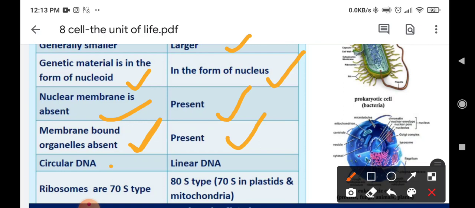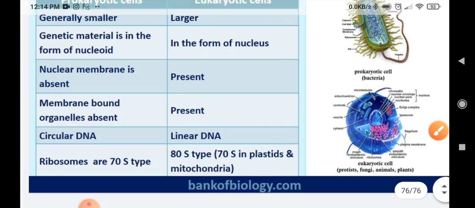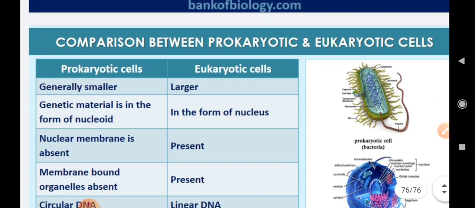In prokaryotic cells, plasmids are present, which are circular DNA, and the main DNA is also circular, but in eukaryotic cells the DNA is linear, straight. Very important: in prokaryotic cells, ribosomes are 70S type, but most eukaryotic cells have 80S ribosomes in the cytoplasm. And 70S type are only present in plastids and mitochondria. So this is very important about ribosomes. This is the basic difference. I hope it is clear.